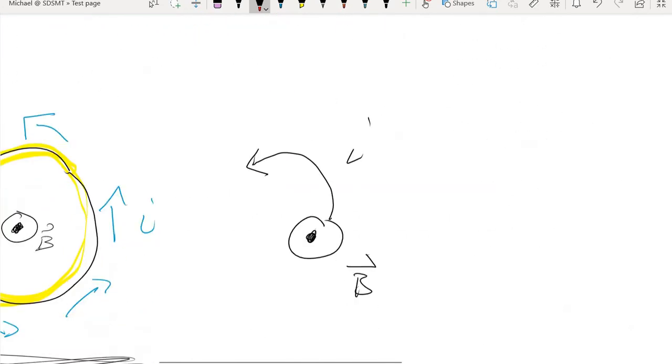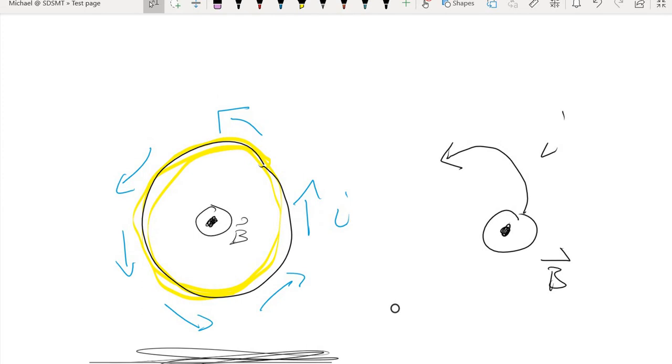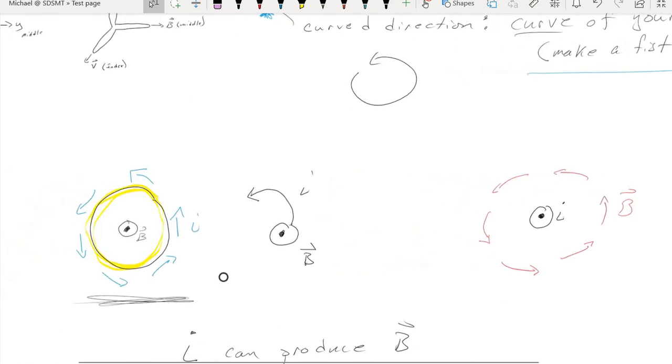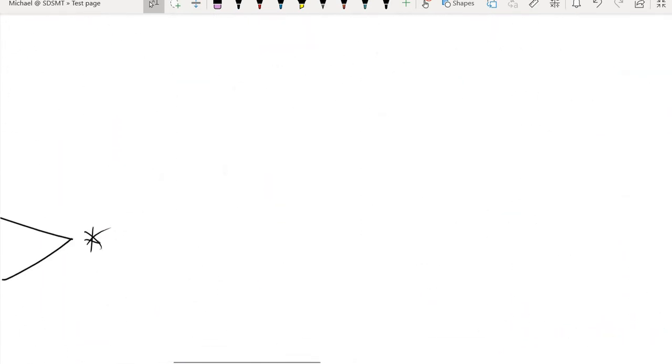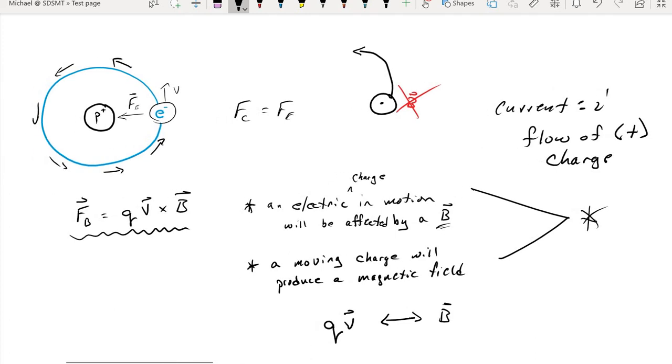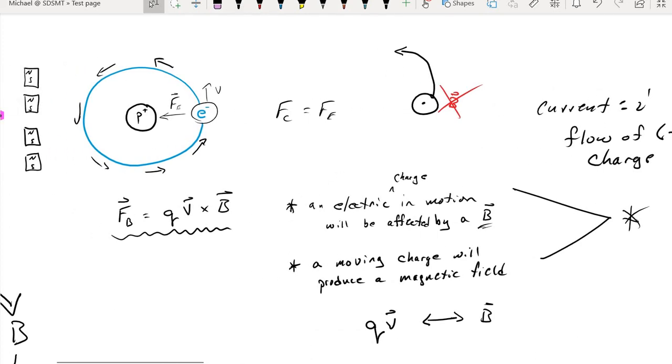We took the charge with the current going in the circle, and these are the magnetic field relationships between the field and the current. But what's the definition of current? Remember the definition of current? It's the flow of positive charge in your circuit. And what do we have moving around this atom? It's an electron. Electrons are negatively charged.